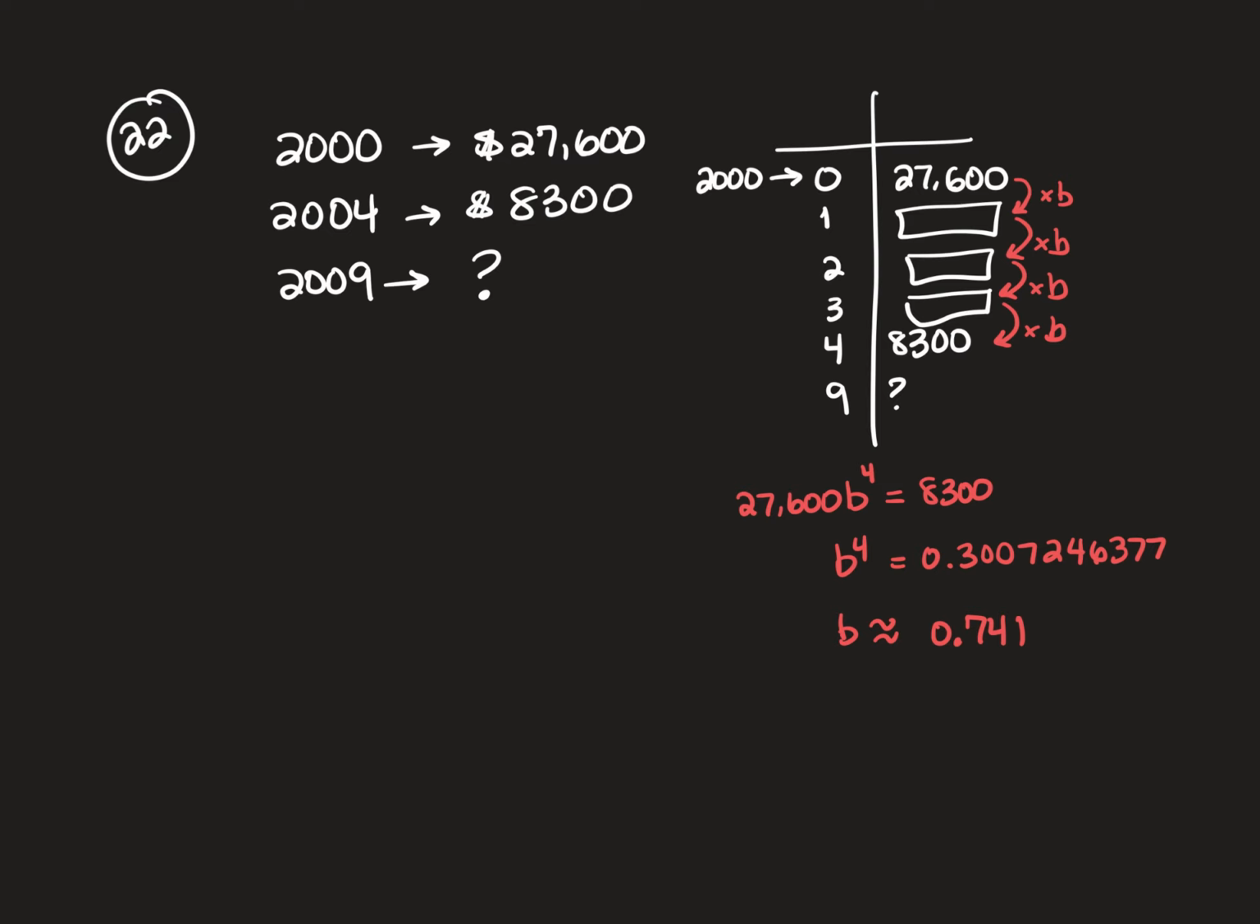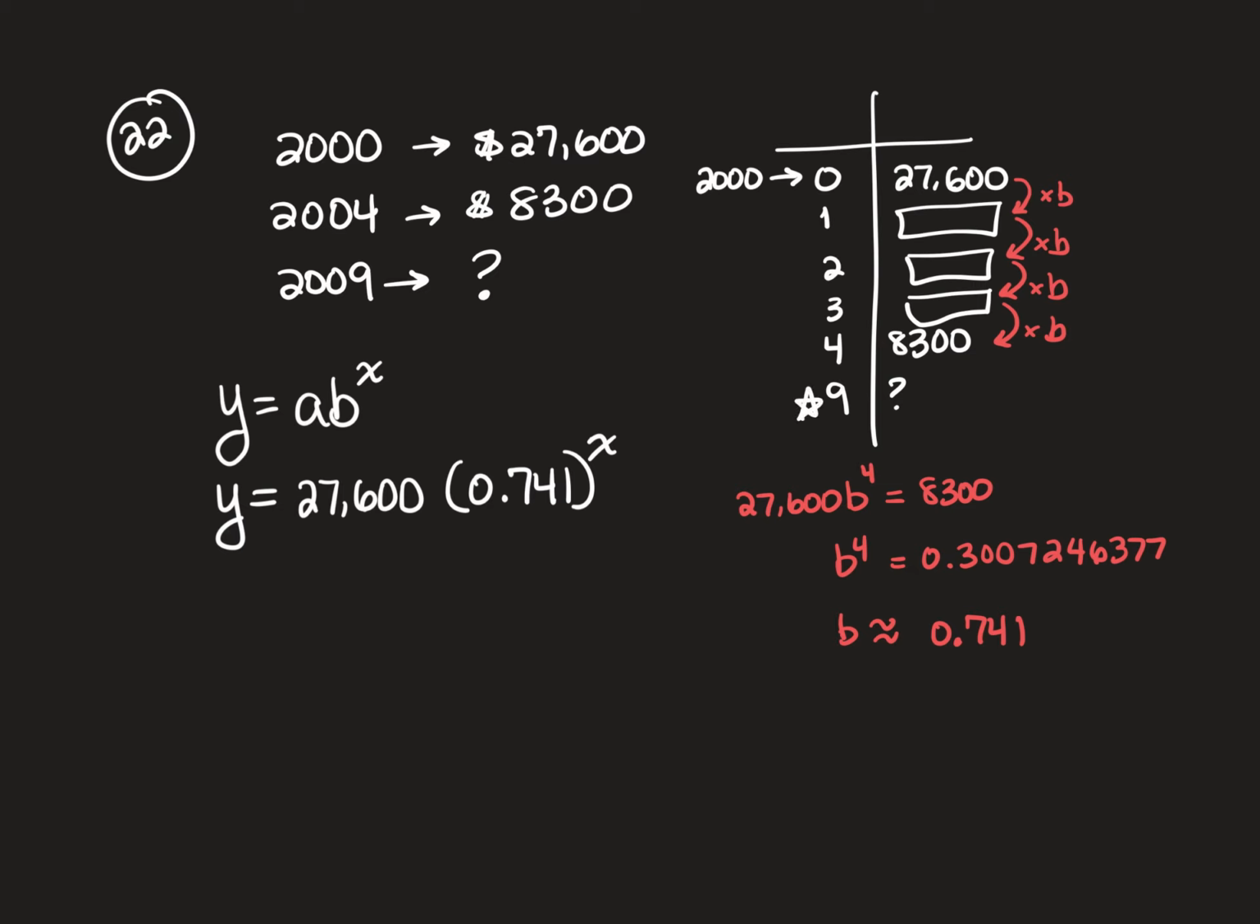So now I can write an equation that'll model this, okay? My equation is going to be in the form of a b to the x power. I know what a is because that's my starting value, so that was 27,600, and I just figured out that b is approximately 0.741, so I've got an equation that I can use. Now the last thing I need to do is just plug in 9 for x so that I can actually evaluate. So I'd have y equals 27,600 times 0.741 raised to the 9th power.